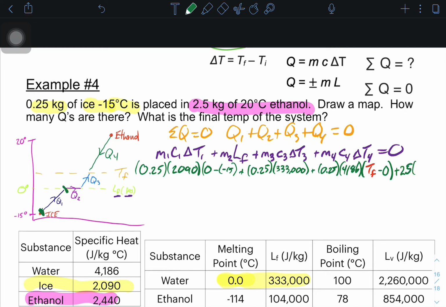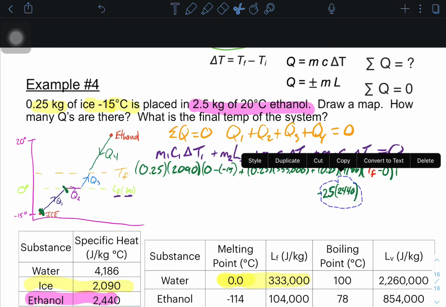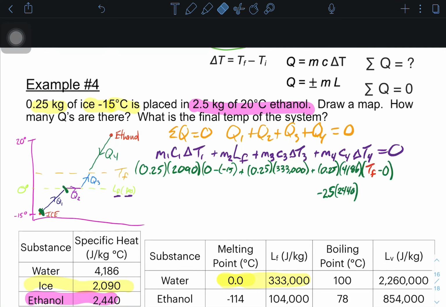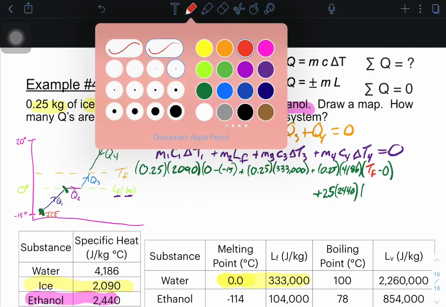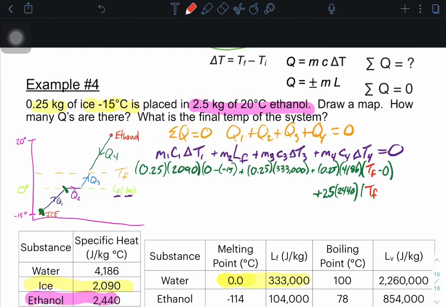Plus my ethanol of 2.5 times 2440 times, here, I'm just going to move this term right here. Okay, so this is going to be a plus 2.5 times 2040, because that's the specific heat of my ethanol, times the TF, which is what we're going to be solving for, minus what that ethanol started at, and it started at 20. That's all equal to 0.